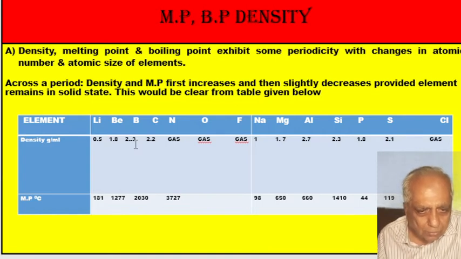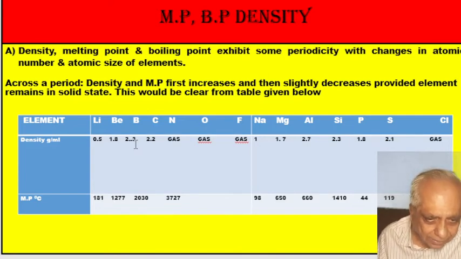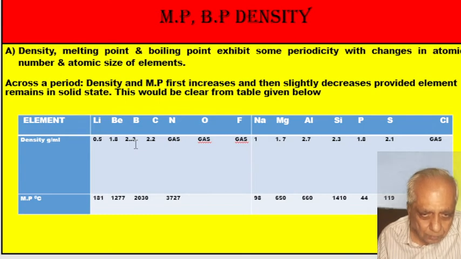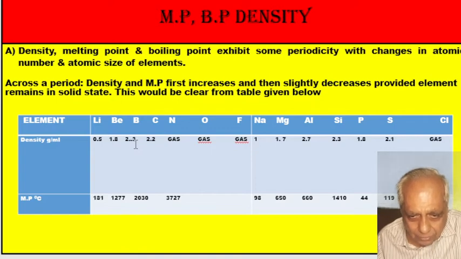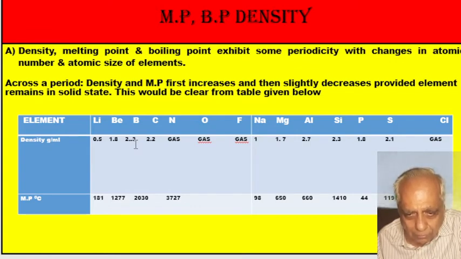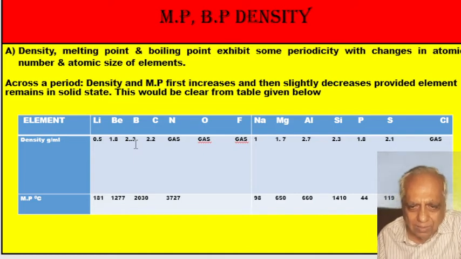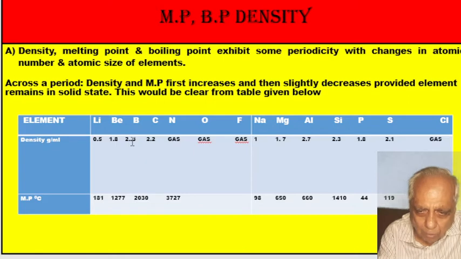And melting point, you will see melting point increases. For lithium it is 181, and for carbon it is 3727. The others are gases, so there is no boiling point for that. And similarly, if we see for period 3, for sodium it is 98. It is first increasing, 98, 650, and so on. And then for silicon it is 1400. So here there is no proper trend, and then it is 44 and 119.